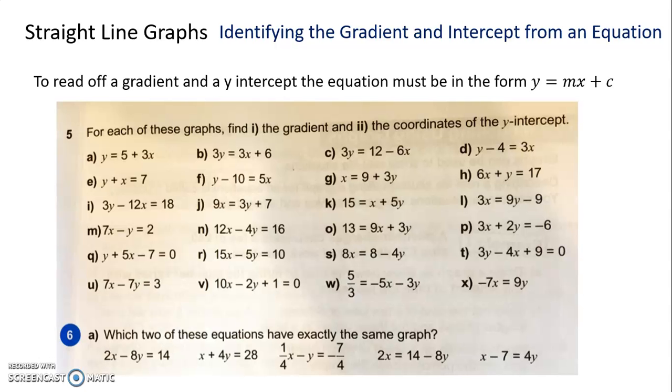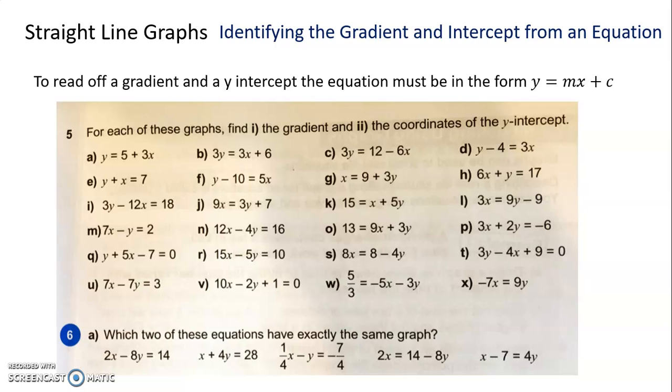Okay, so here is your task for today. In question 5 there, you've got lots of equations which you have got to rearrange to read off the gradient and the coordinates of the y-intercept. So remember, your coordinates for your y-intercept should always be 0, something. It must be a pair of coordinates and not just a value for y.